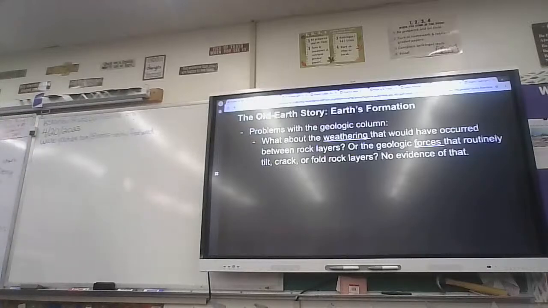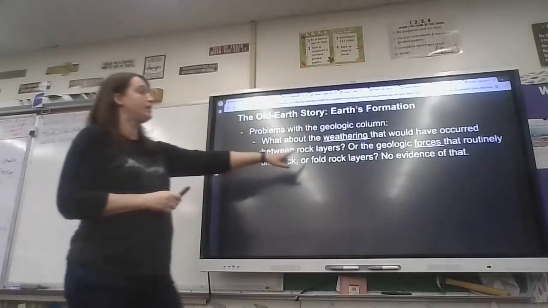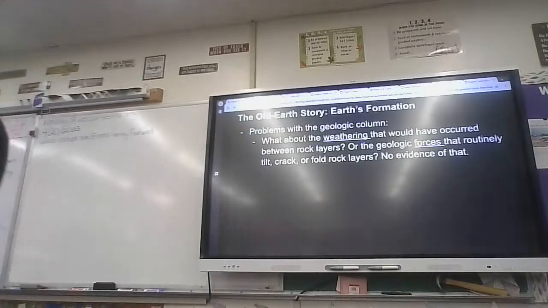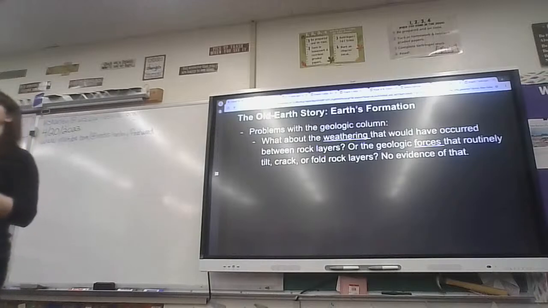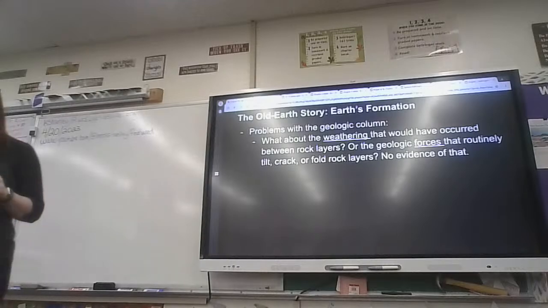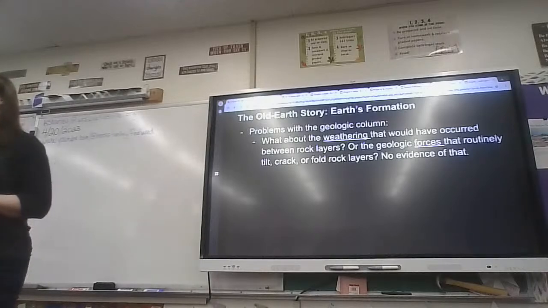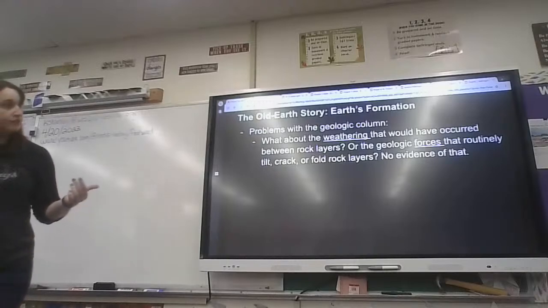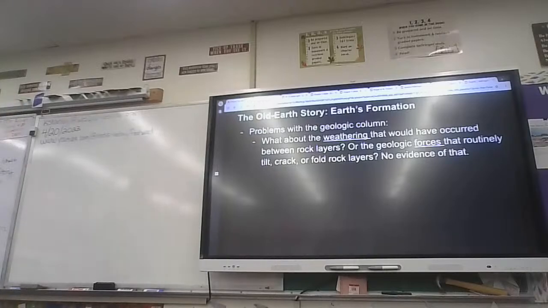We do not have evidence of any weathering between the layers of rock. We don't really have evidence of the geologic forces that routinely lift or tilt or fold rock. What could cause those three things? Earthquakes. What else? Sinkhole. Well, that's more like a collapse. Meteors technically would cause some of that stuff. It'd cause some serious cracking, I'm sure.